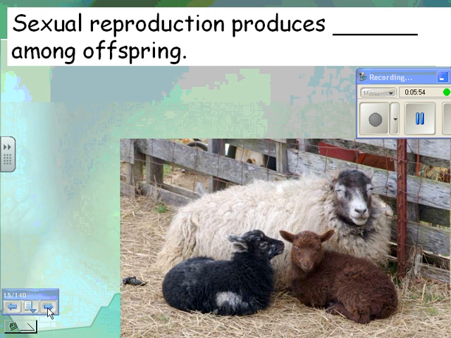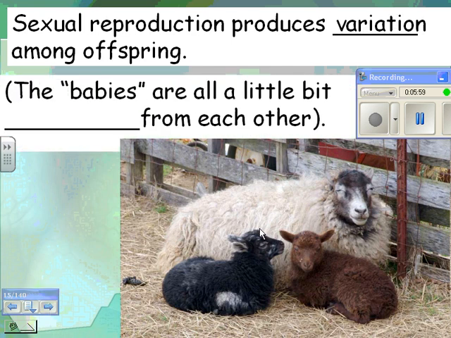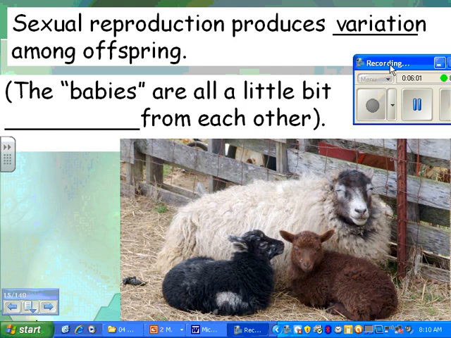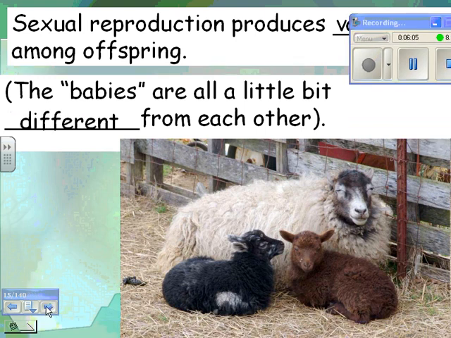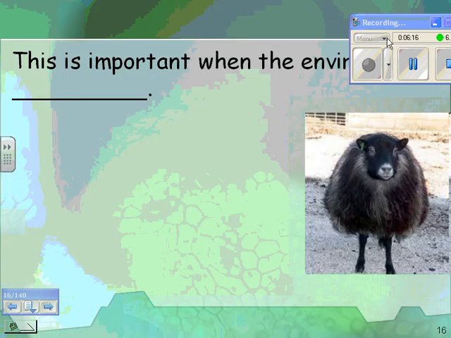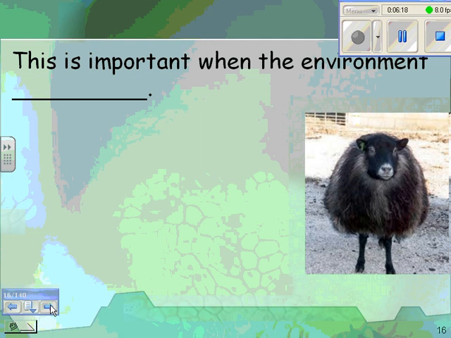Sexual reproduction produces variation among offspring, and that is enormous. It makes it worth having to find a mate. So the babies are all a little bit different from each other, and it's not just that they're different in color. Their immune systems might be different, and how quickly they respond to a threat might be different. So it's important when the environment changes.